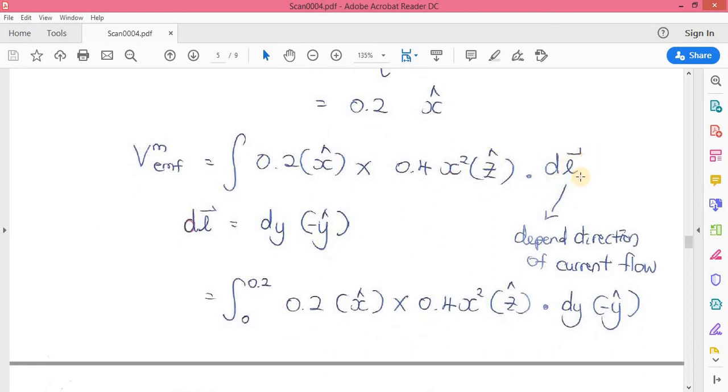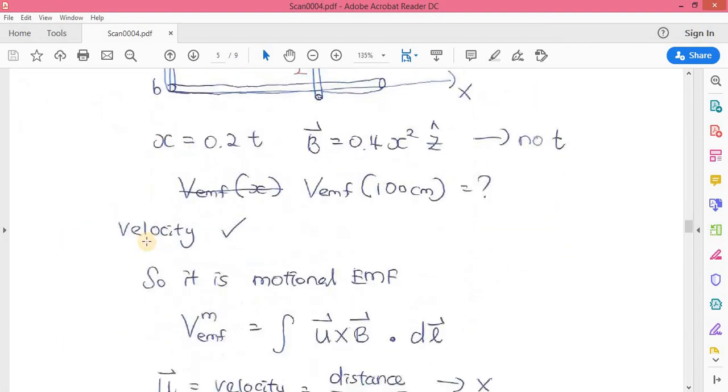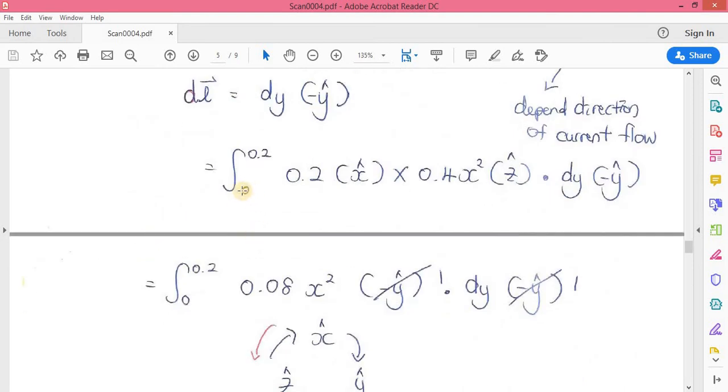So you replace this dl with this one. Next one will be the interval for your l, for your dy. Since the current is flowing in this way, you have to integrate in the other direction, which is from point B to point A. Point B is the 0 position and point A is the 20 cm position. So it will be from 0 up to 20 centimeter. You have to convert 20 centimeter to meter, which will be 0.2.